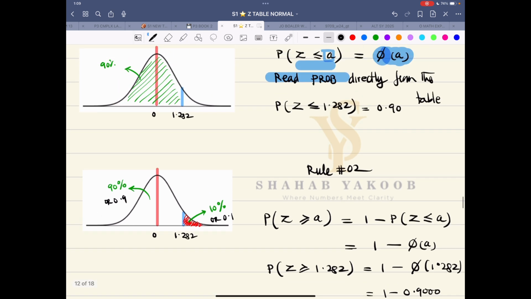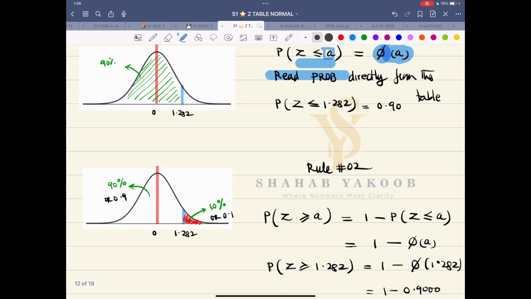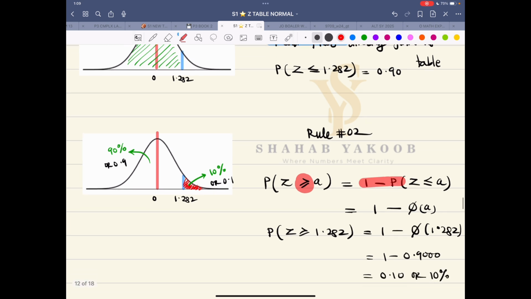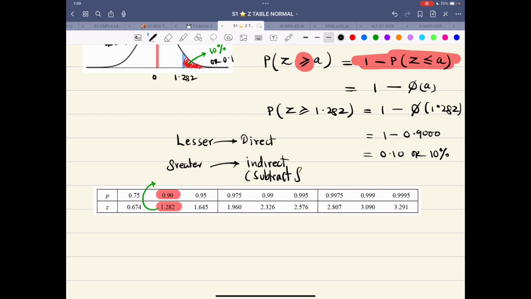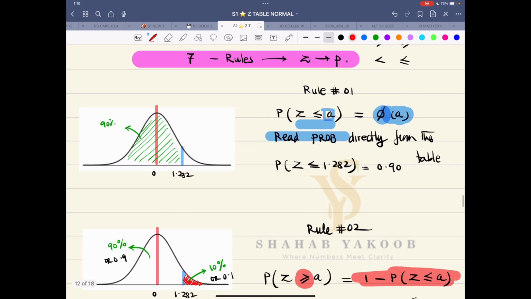That means when we talk about greater, and let me use this red color over here, this is 1 minus phi of a. So therefore, I can summarize that less is direct, whereas greater would be indirect, and indirect means subtraction, and this is subtract from 1. So let me also use the color. Lesser is direct and greater is subtract. All good, all clear? So these are the first two rules.